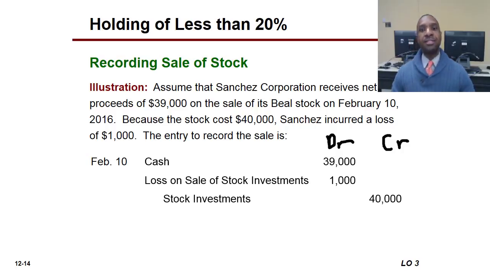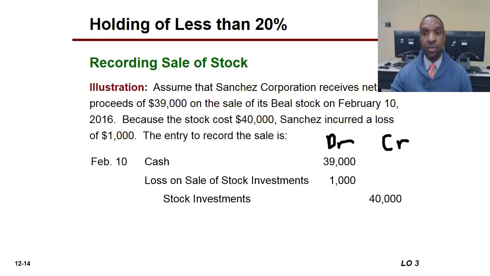So assume that Sanchez Corporation receives net proceeds of $39,000 on the sale of its Beal stock on February 10th, 2016. Now, the stock cost $40,000. Sanchez incurred a loss of $1,000, right? The entry to record the sale is as follows. So what do you think this could be on February 10th? We received that cash of $39,000.